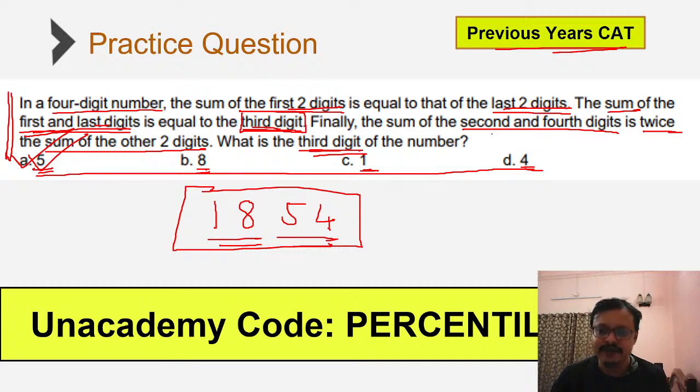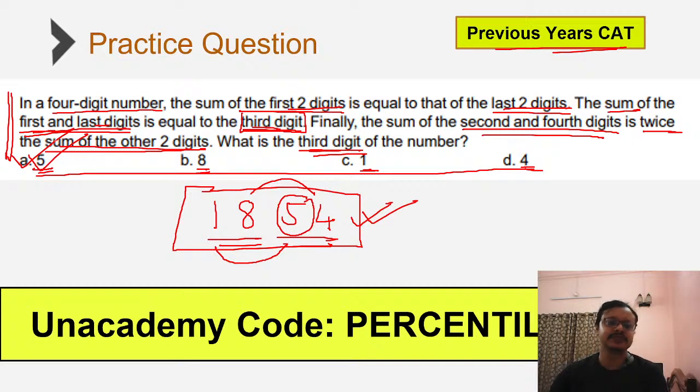If you still want to double check, the remaining condition says the sum of the second and fourth digits, that is 8 plus 4, is twice the sum of the other two digits. 8 plus 4 is indeed twice the sum of 1 plus 5. Hence, as you can see, all the conditions are satisfied by this number 1854, and the third digit is indeed 5, which is the sum of the first and last digits, that is 1 and 4. Hence, the answer is option A, that is 5.